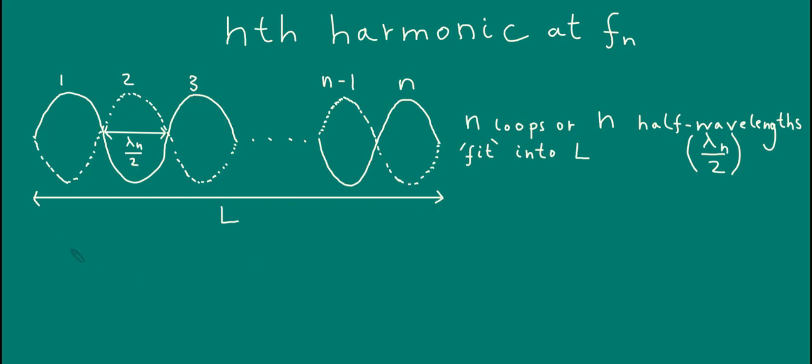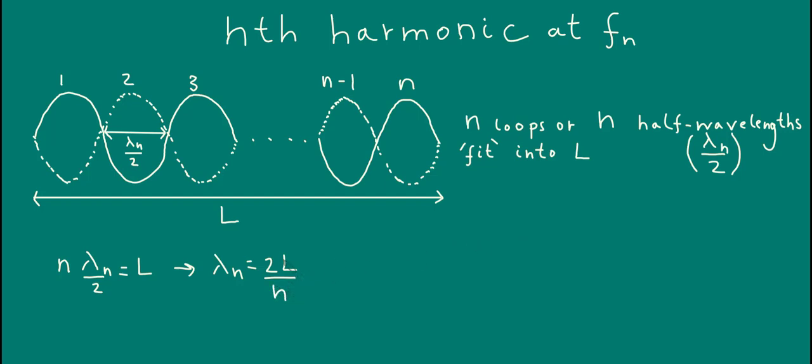So let's have a look at the implications of this if we examine the maths. So we're saying n of these half wavelengths must equal L, right? So let's rearrange for lambda n. Lambda n is equal to 2L divided by n.